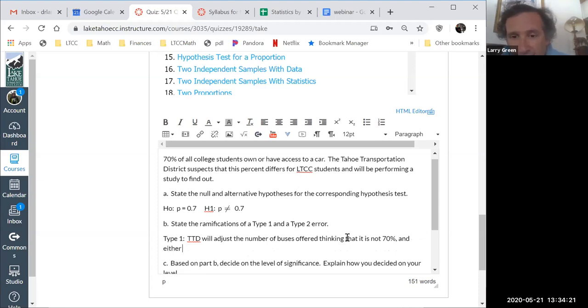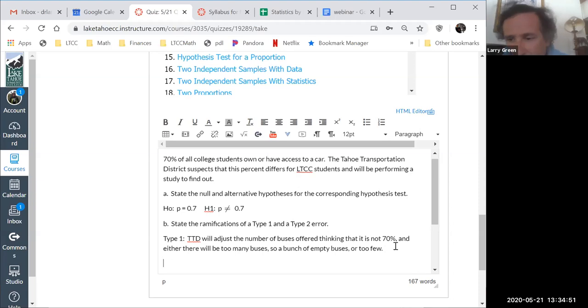And either there will be too many buses, okay, and a bunch of empty buses, or too few. Any questions on that? Okay, that's a type 1 error. Now let's go to type 2.